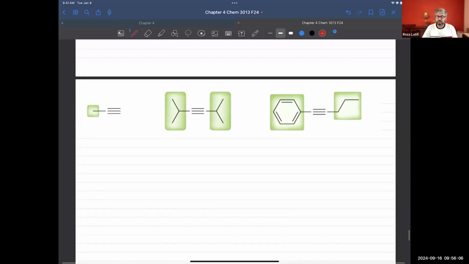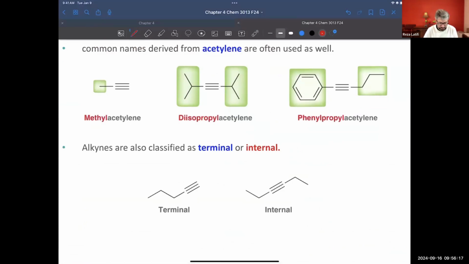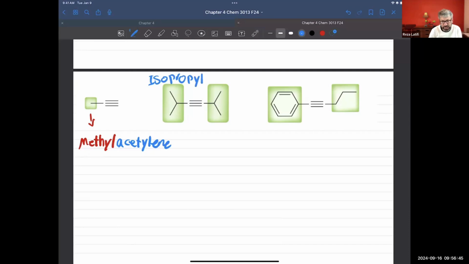There are some common names for alkynes. We have 3 molecules here. I'm going to show the common names for them. The first one we call methyl acetylene, and the second one we have 2 groups that are identical. So if I go back here, in this one we have methyl, and the methyl is attached to acetylene. Next one, these 2 groups are isopropyl, and I have 2 of them.